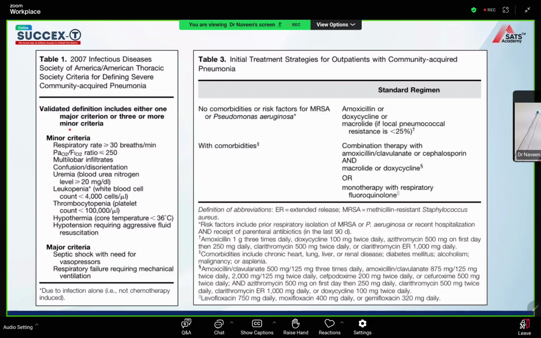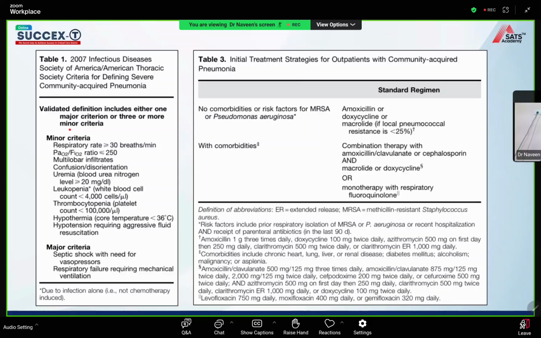This is the main thing which I want to insist on: the definition of severe CAP, where the IDSA and ATS 2007 criteria suggest that if you have one major criterion, like CAP requiring mechanical ventilatory support or vasopressor support, then it is termed severe CAP. Or it should satisfy at least three minor criteria: respiratory rate more than 30, PF ratio less than 250, X-ray showing multilobar infiltrates, organ involvement in the form of confusion and increased urea, bone marrow involvement in the form of leukopenia and thrombocytopenia, and hypotension requiring fluid resuscitation. You have to keep this in mind.